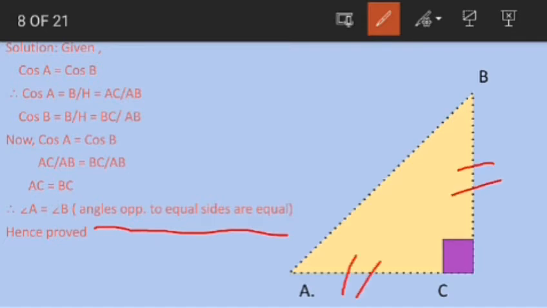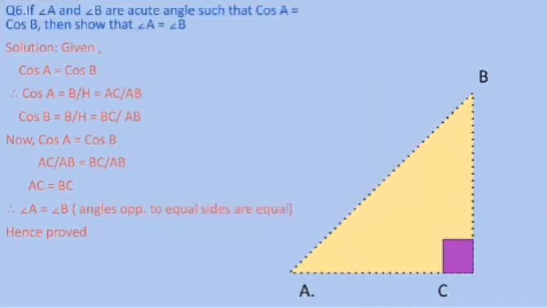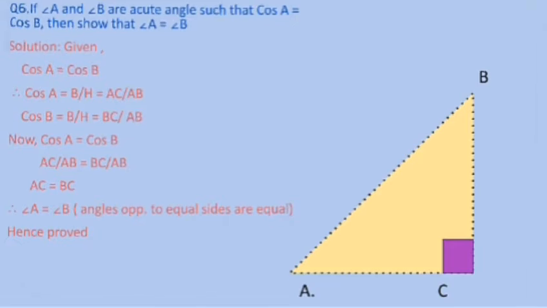Okay class, then by this criterion, or you can say by the theorem of class 9, we have proved that angle A is equal to angle B. So I hope class you understand this question too. Now moving to the next question, class.